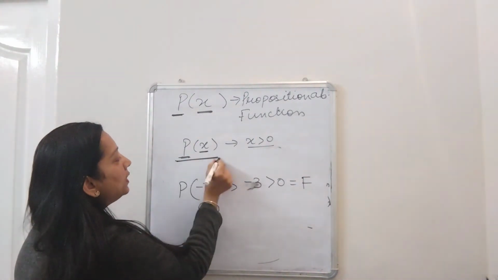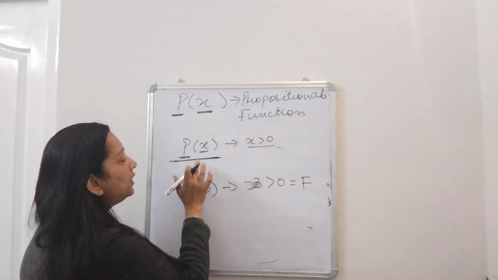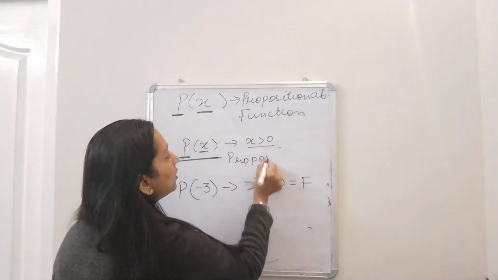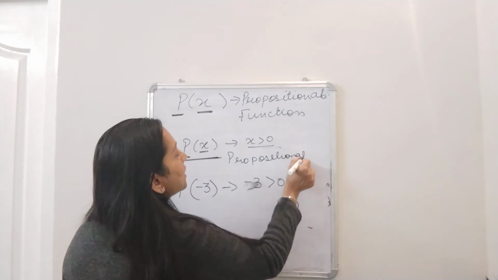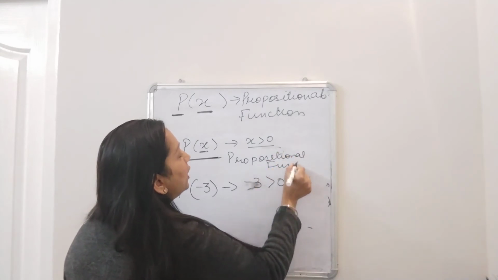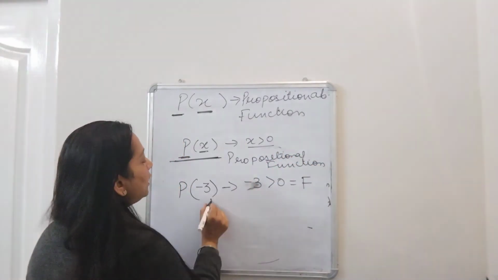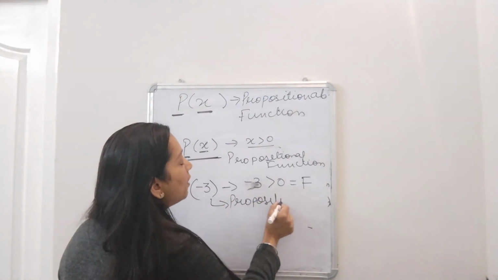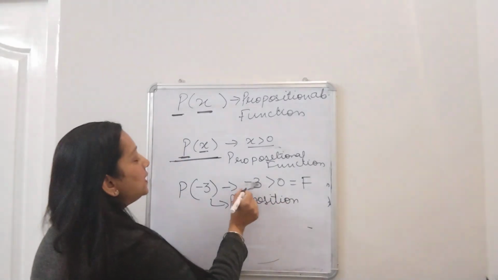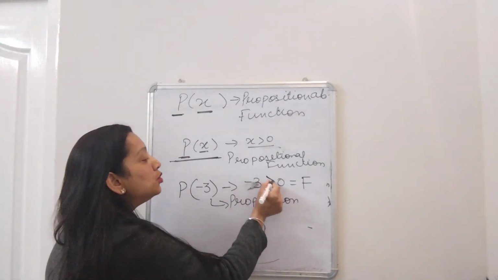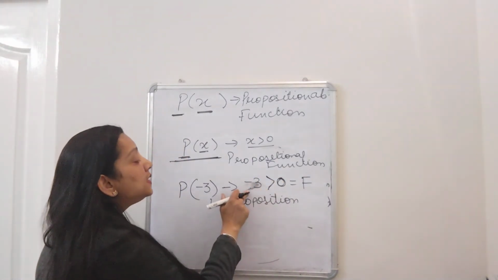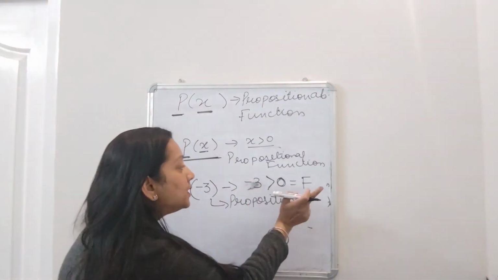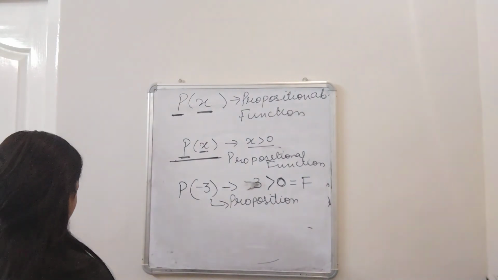Unless I gave a certain value for the variable x, this was a propositional function. But the moment I gave a value for the variable x, it became a proposition. Why? Because now I could give a fixed truth value for it. I know that minus 3 is not greater than 0, so for the statement minus 3 greater than 0, the truth value is false. So this is a proposition.